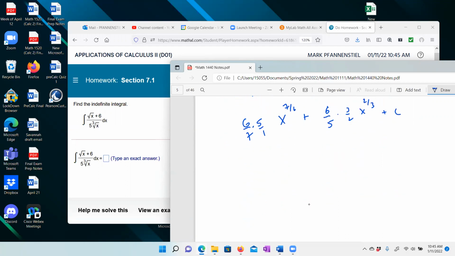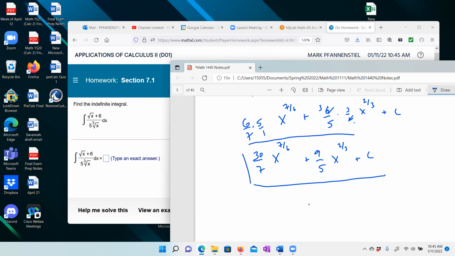And then we just have to deal with all of this. So this fraction is 30/7, x to the 7/6, plus, and here we could do a little bit with 6 divided by 2 is 3, so we have 9/5 x to the 2/3, and again plus C, and that would be our answer here. So that's what we have.